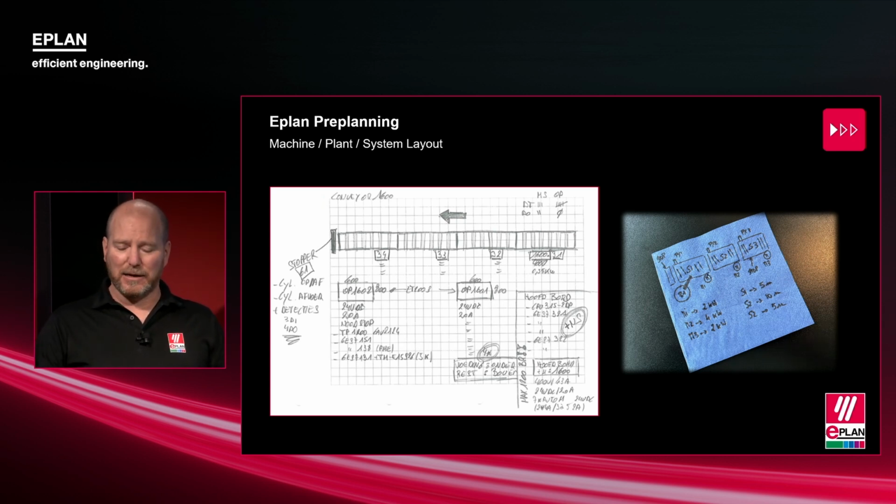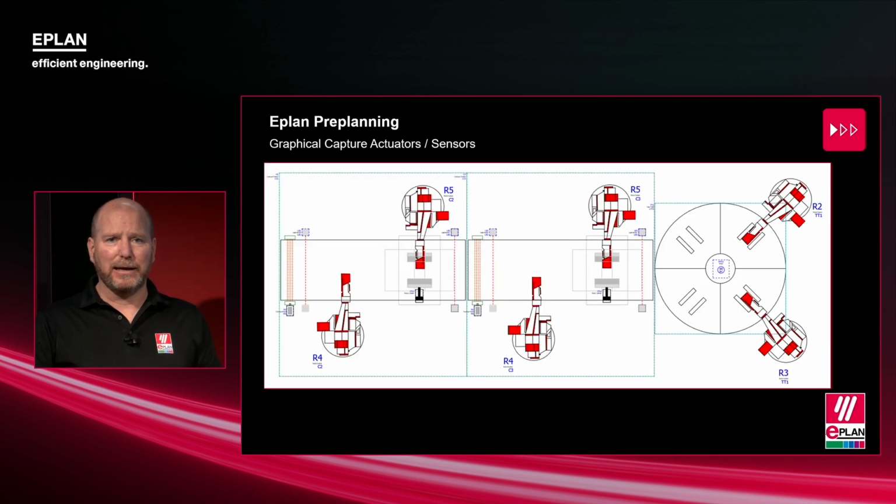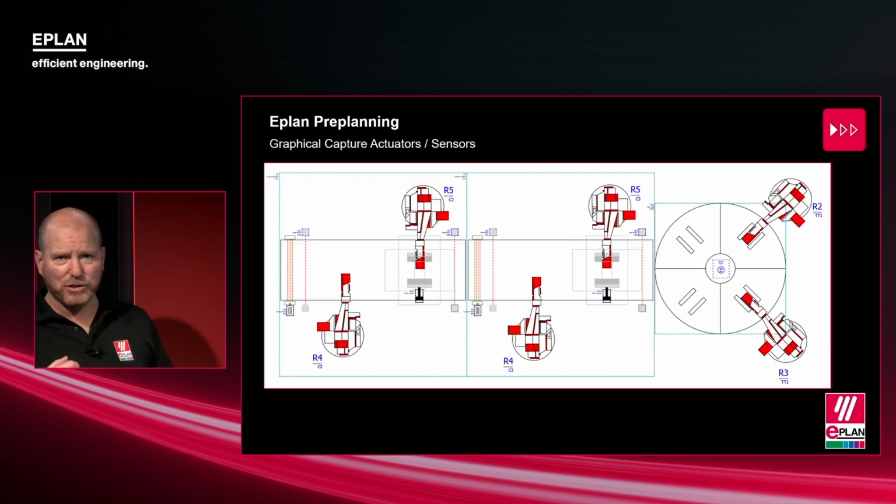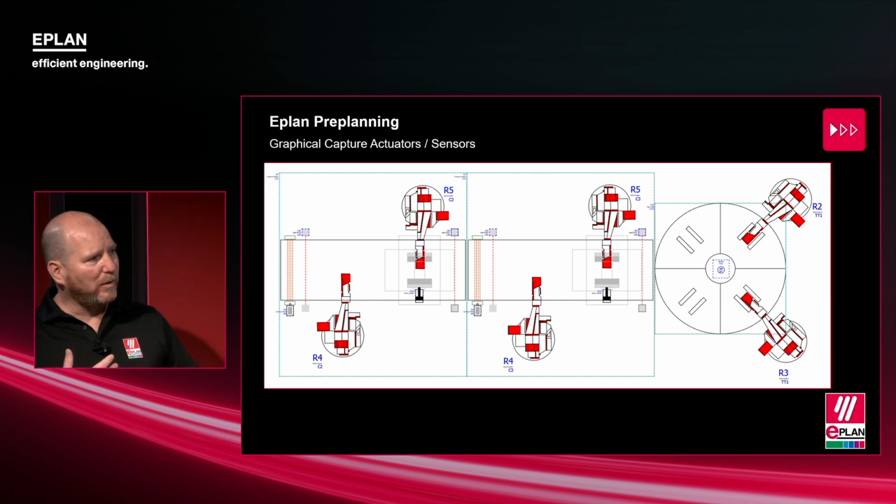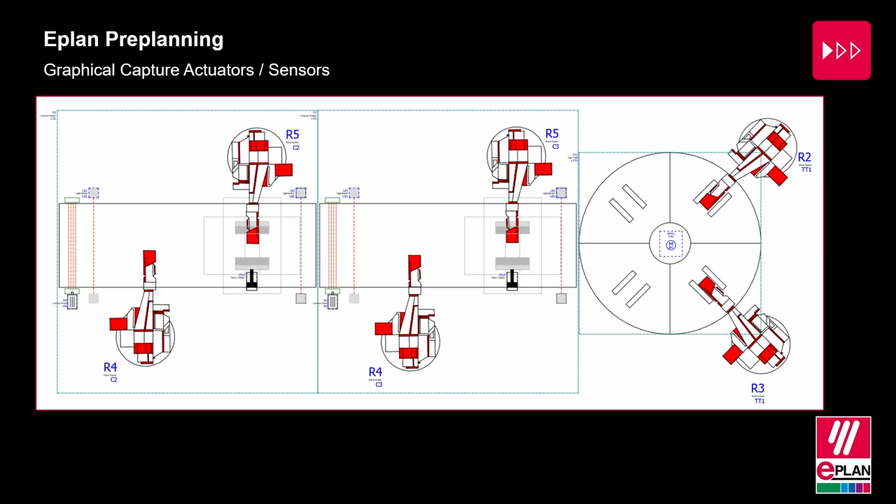Instead of doing that on a napkin, why not do it in pre-planning directly, and that way leverage the actual graphical engine from pre-planning to start laying out a system. Here we've got a couple of conveyors, we've got some robots, and behind this is not just graphical data, it's also logical information that can be used in your detail engineering later on.